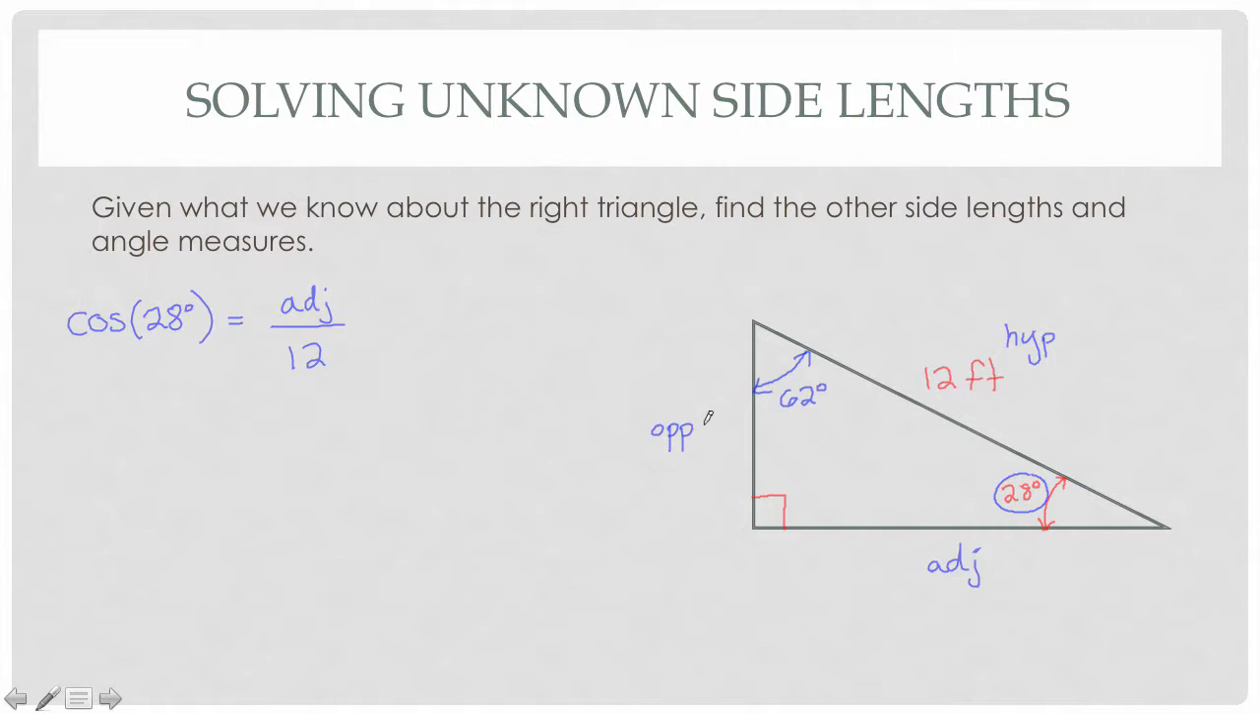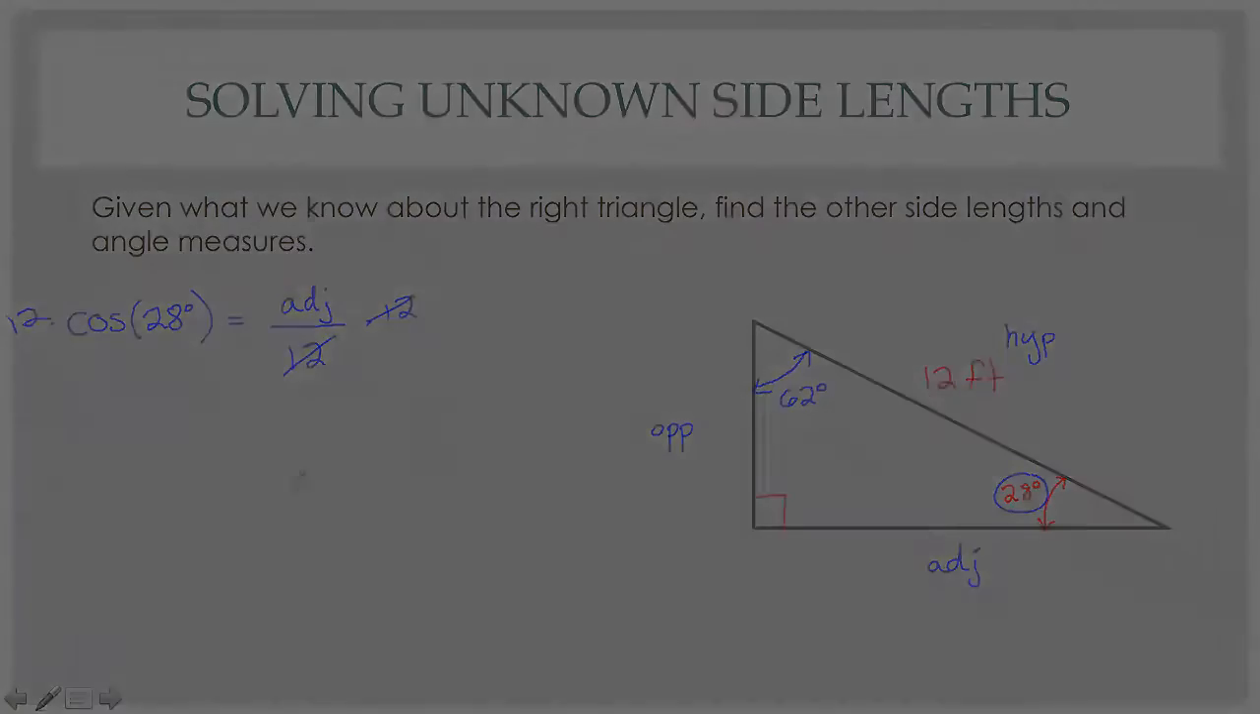All right, look at that. That's an equation. How can we solve that? Well, I'm going to multiply both sides by 12. It divides out there. So the adjacent side has to equal 12 times the cosine of 28. Well, how do we calculate that? I'm glad you asked. Let's pull up our Desmos calculator and do some trig functions in there.